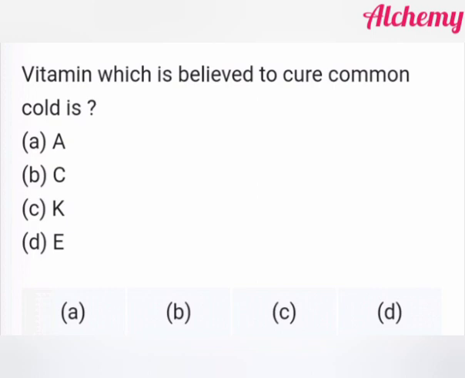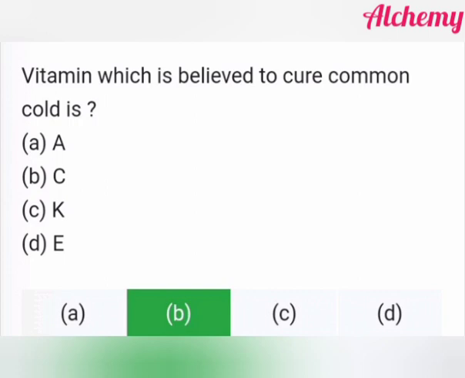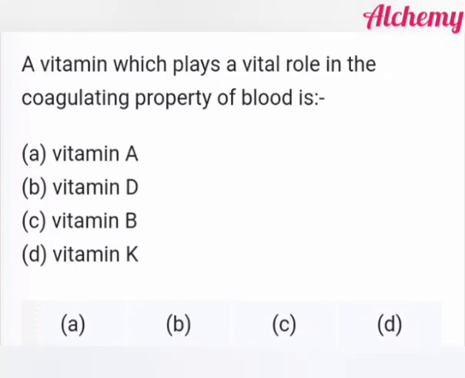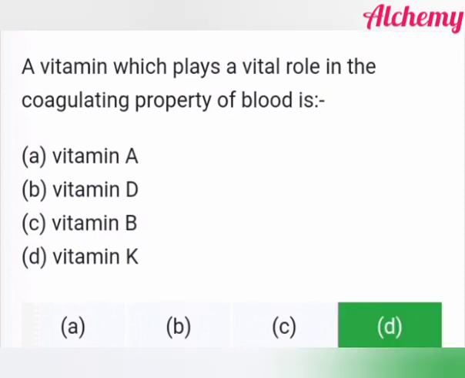Next question, vitamin which is believed to cure common cold is. The correct answer is option B, vitamin C. Next question, a vitamin which plays a vital role in the coagulation property of blood is. The correct answer is option D, vitamin K.